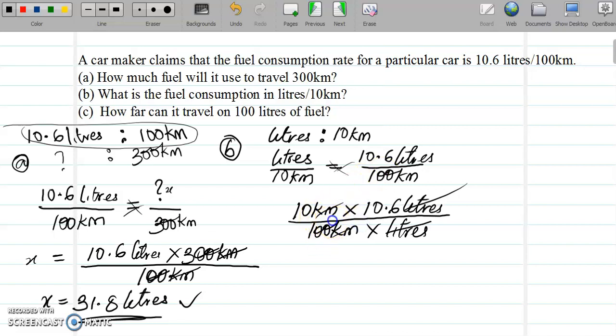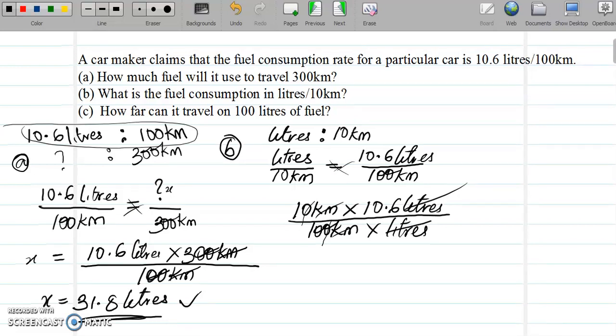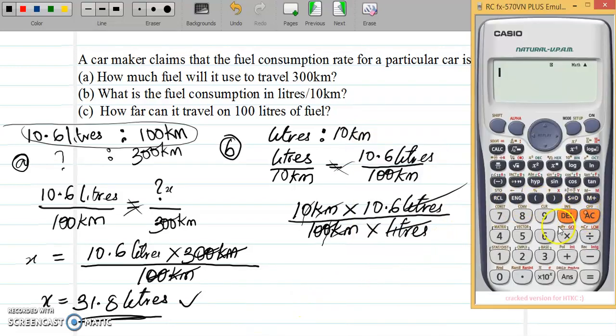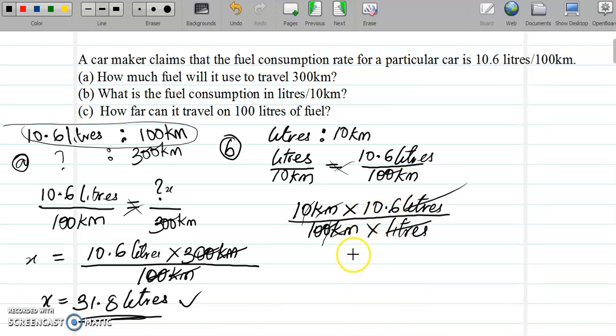Okay, this cancels this, and we have 10.6 divided by 10. I hope you are following my long division. We have 10.6 divided by 10, and that gives us 1.06. So the answer to this question should be 1.06. No unit, because units have already been cancelled out.